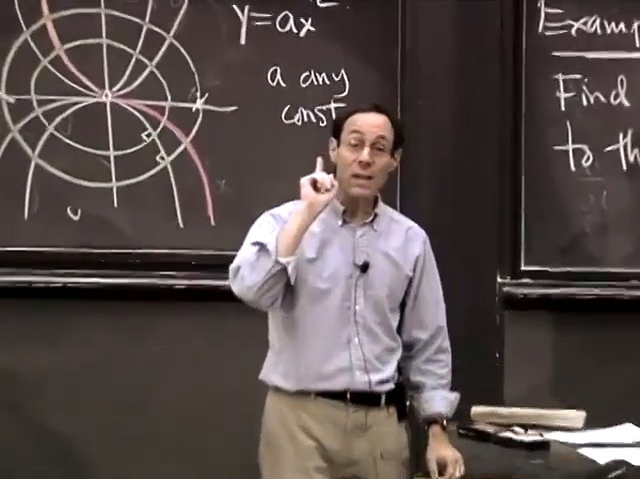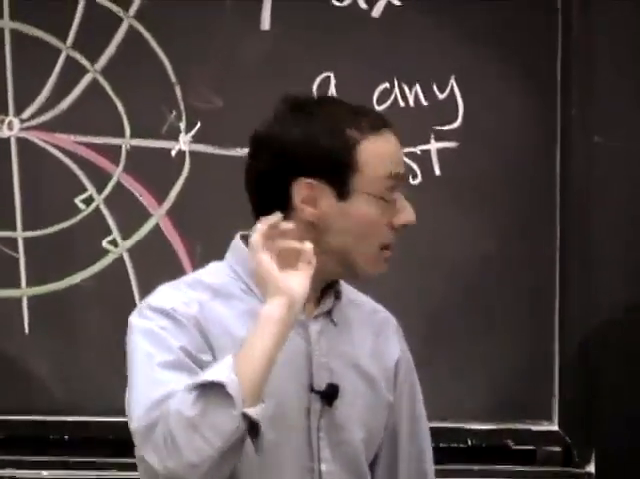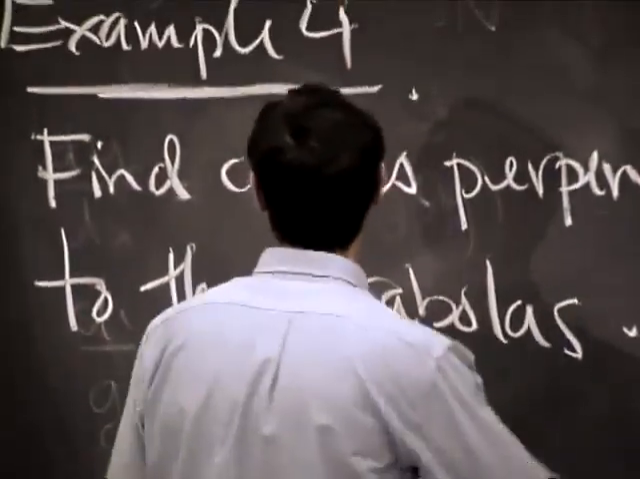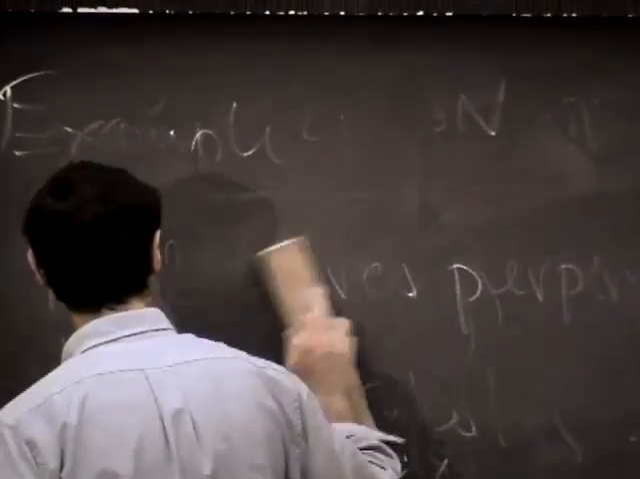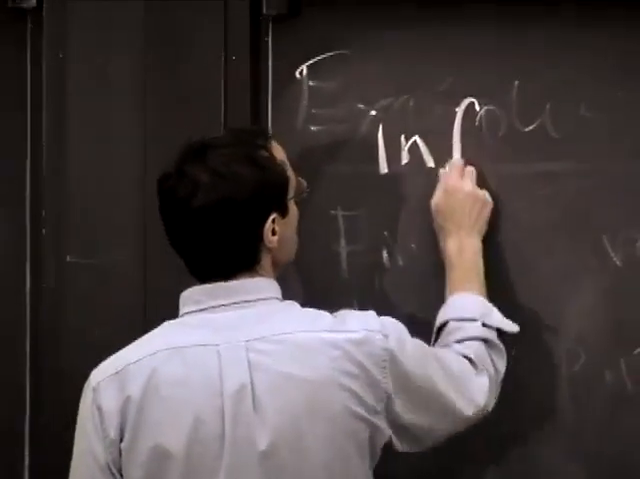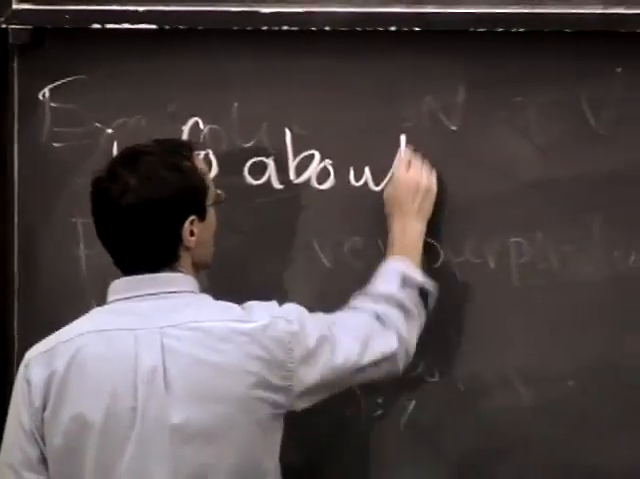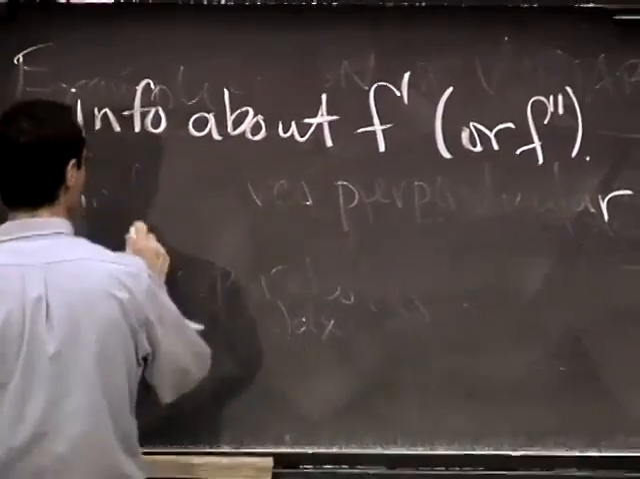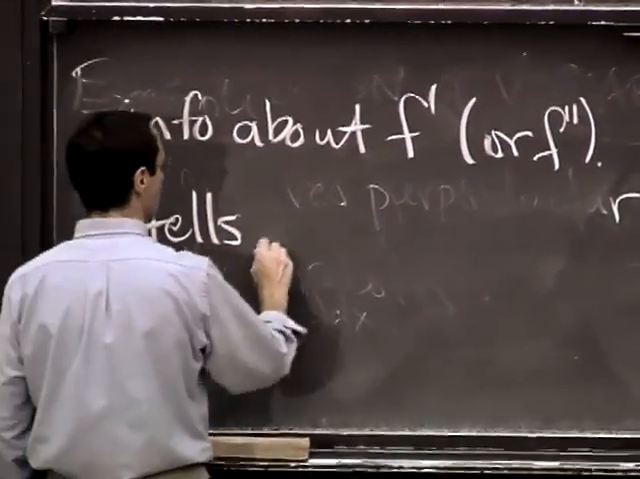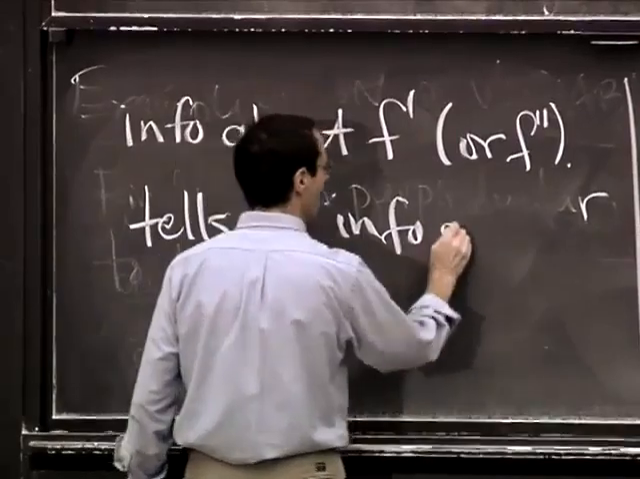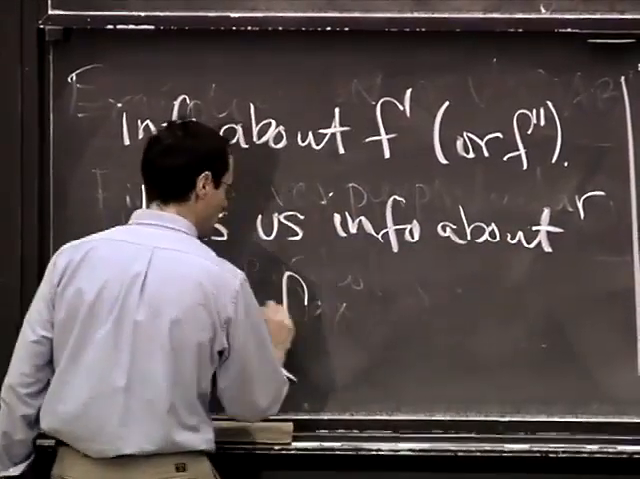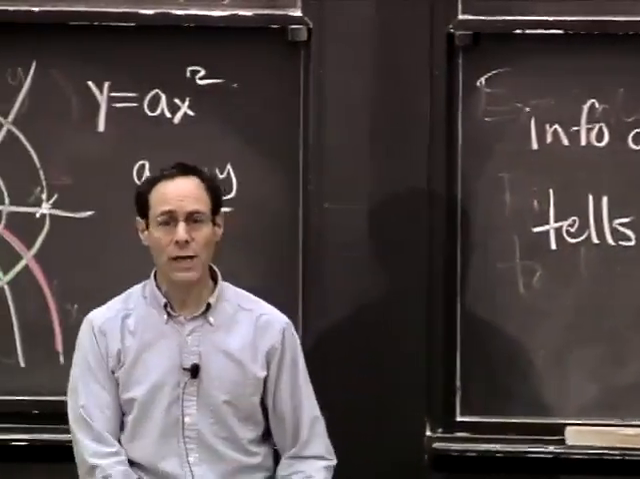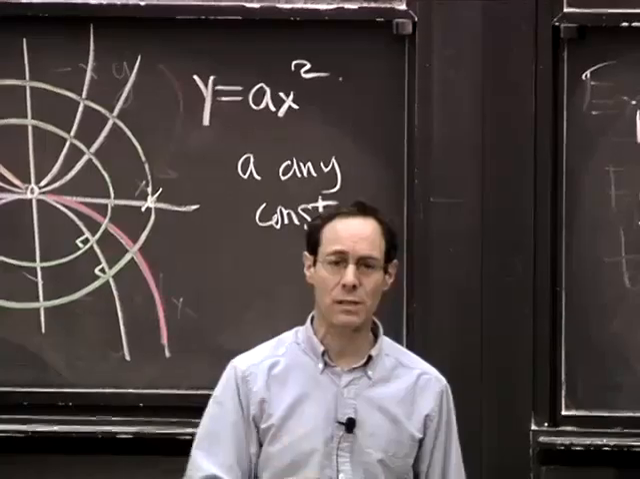And let me just say one thing, which is the main theme of the class, and then we'll have time for one question after that. The main theme of this unit is simply the following: that information about the derivative, and sometimes maybe the second derivative, tells us information about f itself. And that's just what we were doing here with ordinary differential equations, and that was what we were doing way at the beginning when we did approximations.